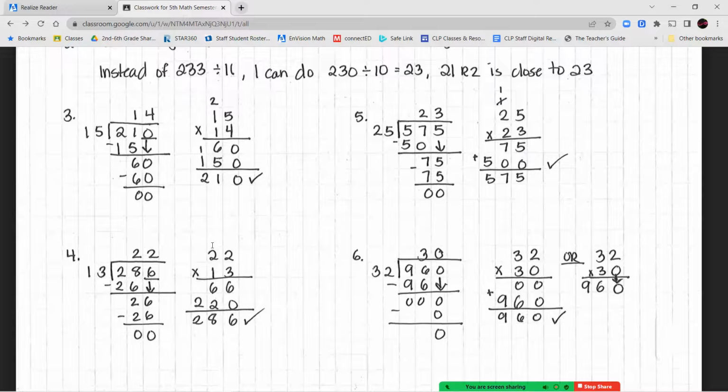To double check my work, I'm going to do 22 times 13. I find my partial products, add them together, and I do get back to my 286. So now that I got back to 286, which was my original dividend in my first equation, I know that my answer is correct. And for number 6, we have 960 divided by 32.